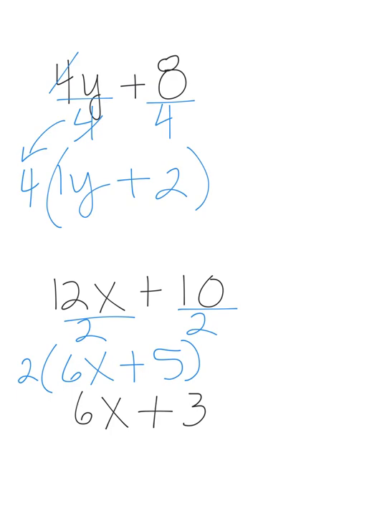I'm going to just double check. 12x and 10. Yep. And the last one, 6x and 3. That looks like it's just 3. 6x divided by 3 is 2x, and 3 divided by 3 is 1. Okay, that looks pretty easy.